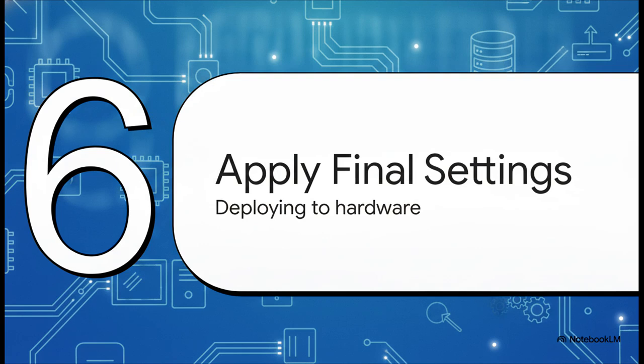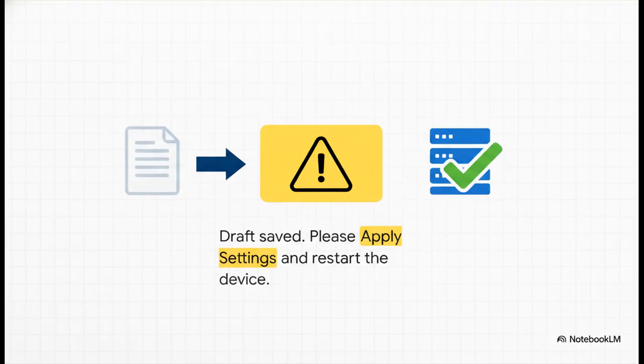Almost done. Section 6. Apply final settings. Time to push all of this to the actual NewroCon hardware. Okay, listen up, because this is absolutely crucial. Do not skip this step. As we click through the interface, you might have caught those little yellow warning banners at the bottom saying, "Draft saved. Please apply final settings and restart the device to take effect."